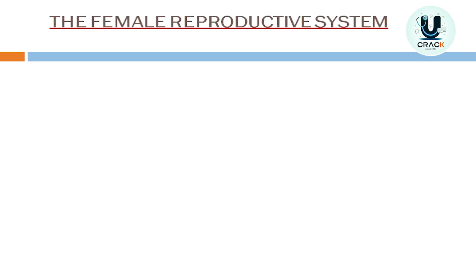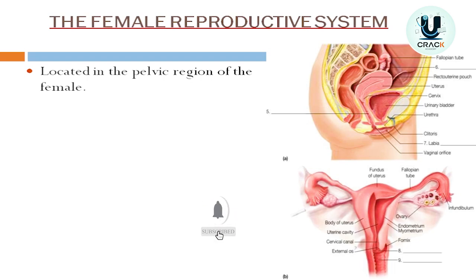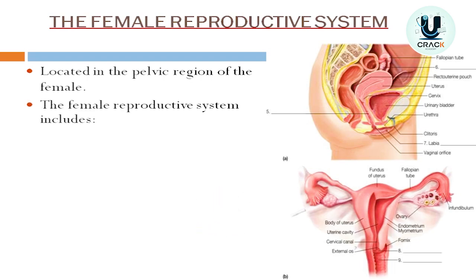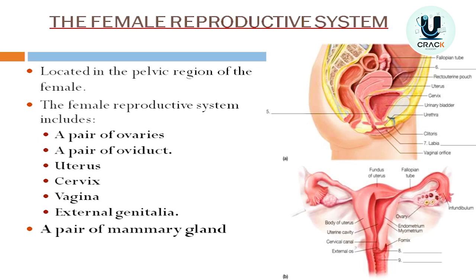The female reproductive system. These are the parts: fallopian tube, uterus, cervix, urinary bladder, urethra, labia, vaginal surface. It is located in the pelvic region of the female, lower part of the abdomen. The female reproductive system includes a pair of ovaries, a pair of oviducts, uterus, cervix, vagina, external genitalia, and a pair of mammary glands.